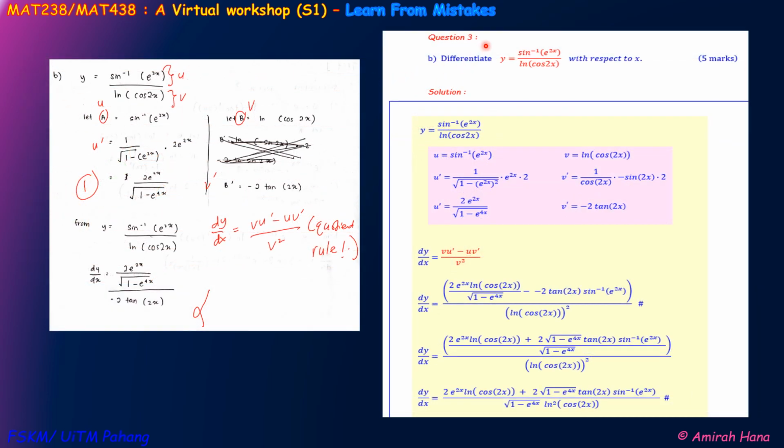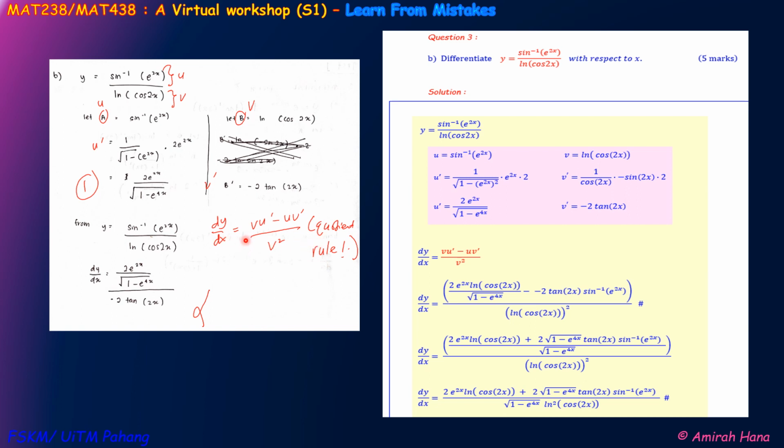Okay, untuk question 3b, differentiate y equals to inverse sine e to the power of 2x over ln cos 2x with respect to x. Right? So kita tengok jawapan pelajar ni. Dia buat a equals to inverse sine e to the power of 2x. Yang ni bahagi dengan function bahagi function. Okay. Means we need to use quotient rule. Okay, when we differentiate.